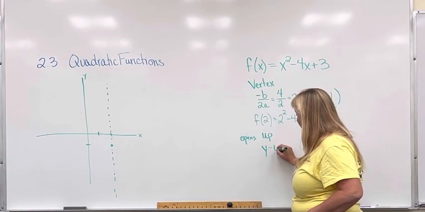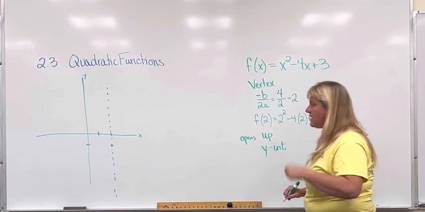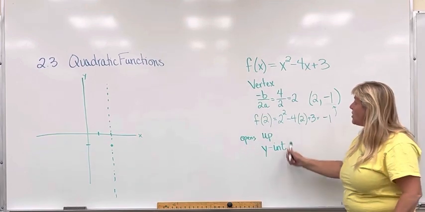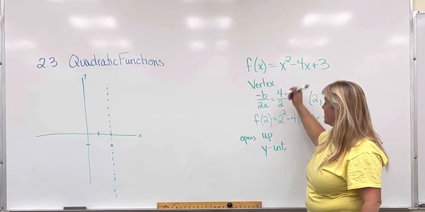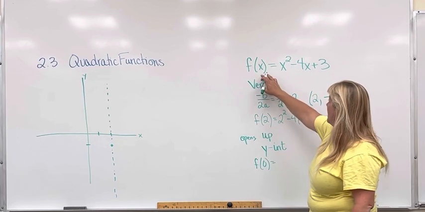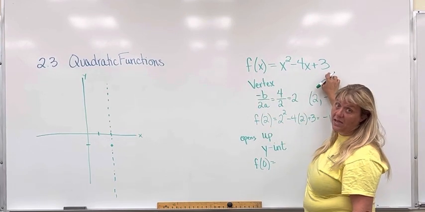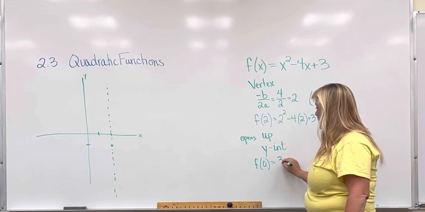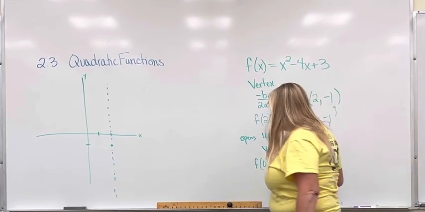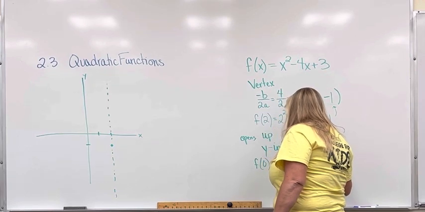If we start with the y-intercept, the y-intercept in this form is actually the easiest point to find because all we're doing is plugging in x equals 0. And if we plug in 0 for x, everything is going to fall away except the 3, isn't it? So plug in 0 and we get 3. So we now know that we have the point 0, 3.